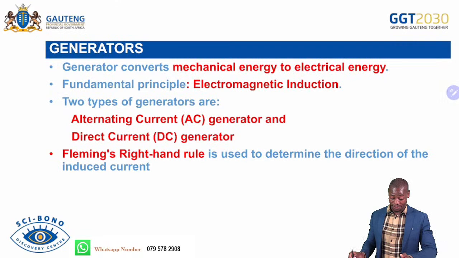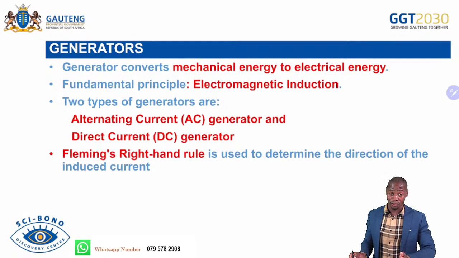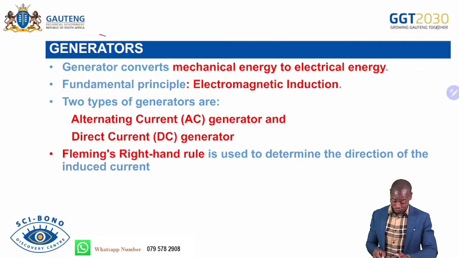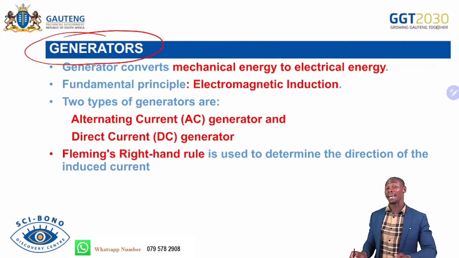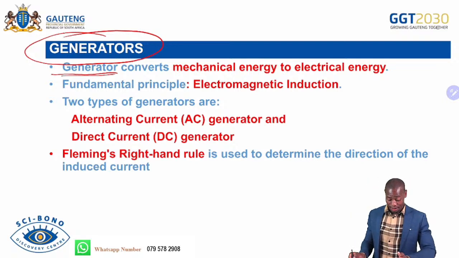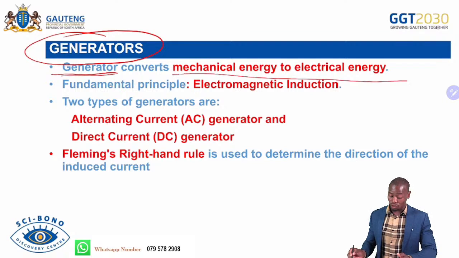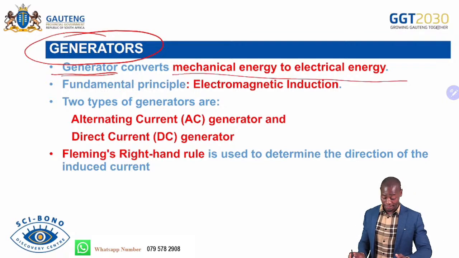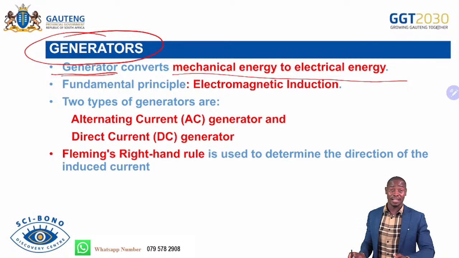So that is electromagnetic induction and Faraday's law. So learners, there are two electrical machines that we're going to focus on when it comes to electrodynamics: generators and motors. So what is a generator? We have already defined a generator when we looked at the terminology. A generator is a device that converts mechanical energy to electrical energy.